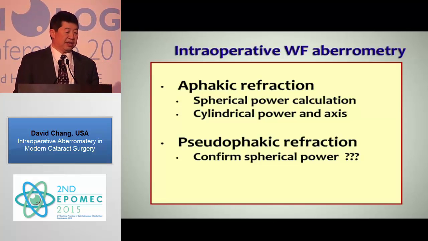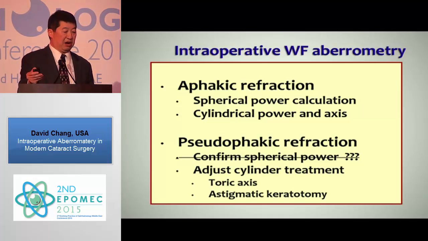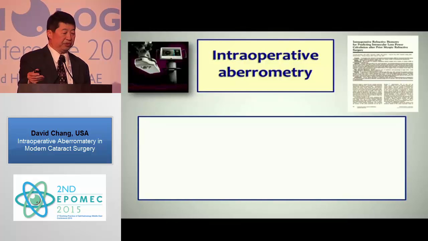And you might think, well, maybe we can confirm if we have the right power, but that's actually not correct, because by the time you inflate the eye, it pushes the IOL back, and you don't really get the correct spherical power. But you can look at the cylinder and adjust your treatment. You could rotate the toric axis or do astigmatic keratotomy or titrate it, and that's what we'll talk about.